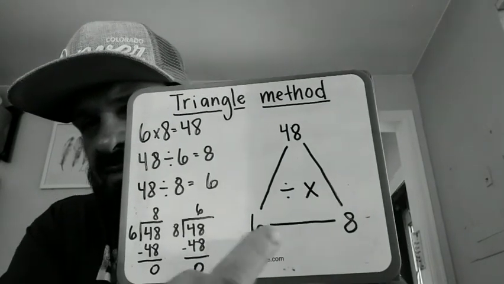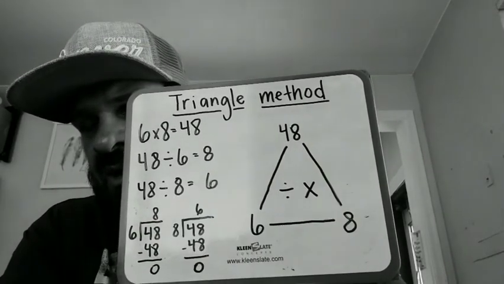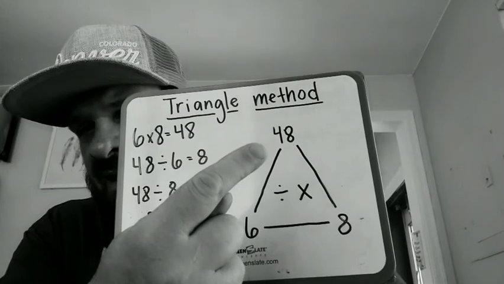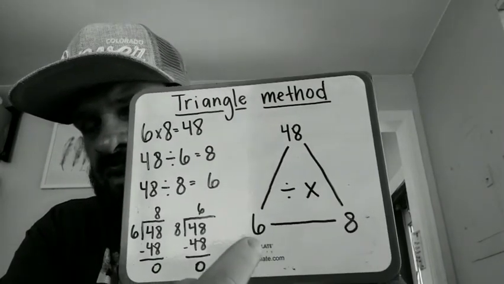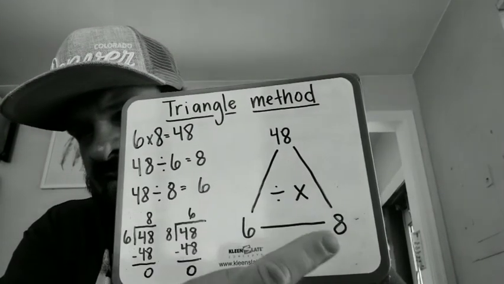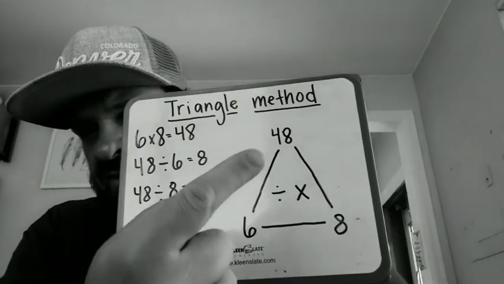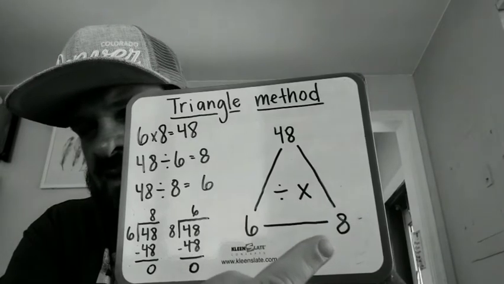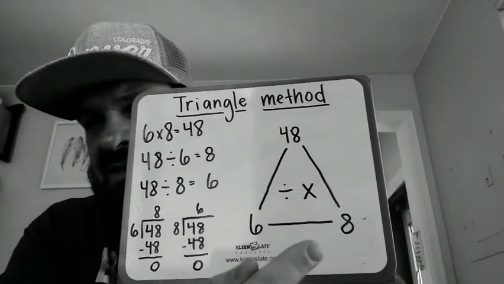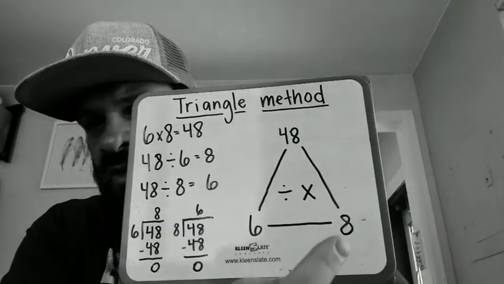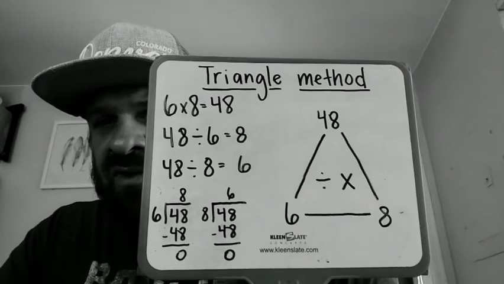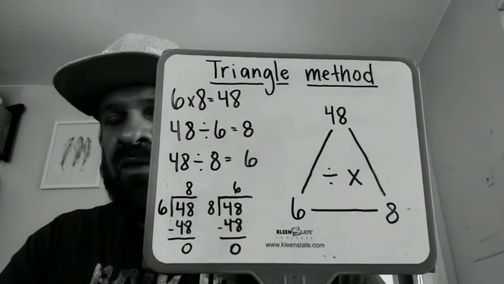So the triangle relationship here is that the big number is 48, and that can be divided by the two small numbers to get that same number evenly. So in other words, 48 divided by 8 is 6. 48 divided by 6 is 8, all right? And then conversely, 6 times 8 is 48, or 8 times 6 is 48, all right? So hopefully that makes sense with the triangle method.